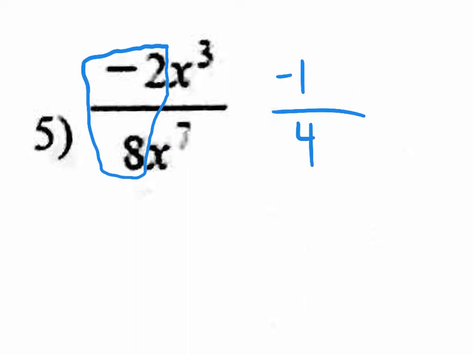Now, how about the x's? Well, I have 3 x's up on top, 7 x's on the bottom. 3 of them cancel with 3 of them. You will have 4 left over on the bottom. So you will have x to the 4th on the bottom. And that's it. There's your answer.